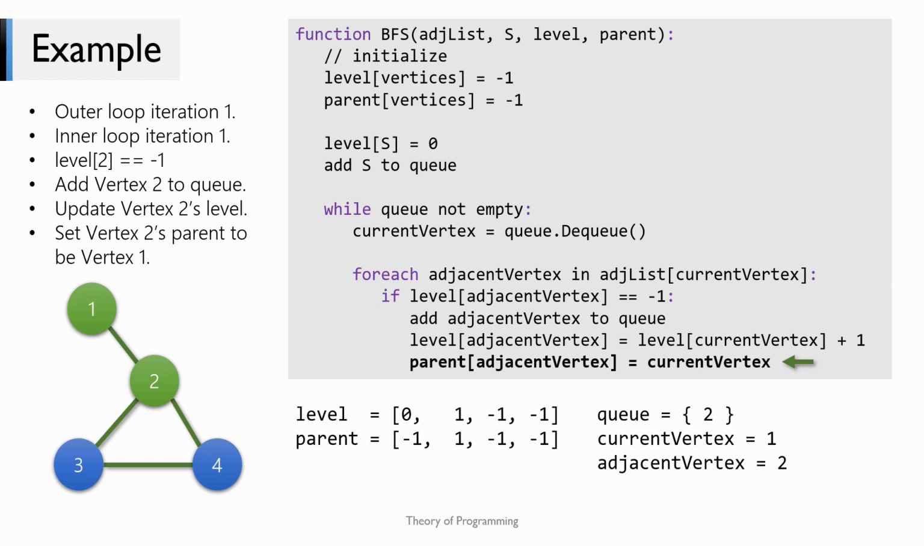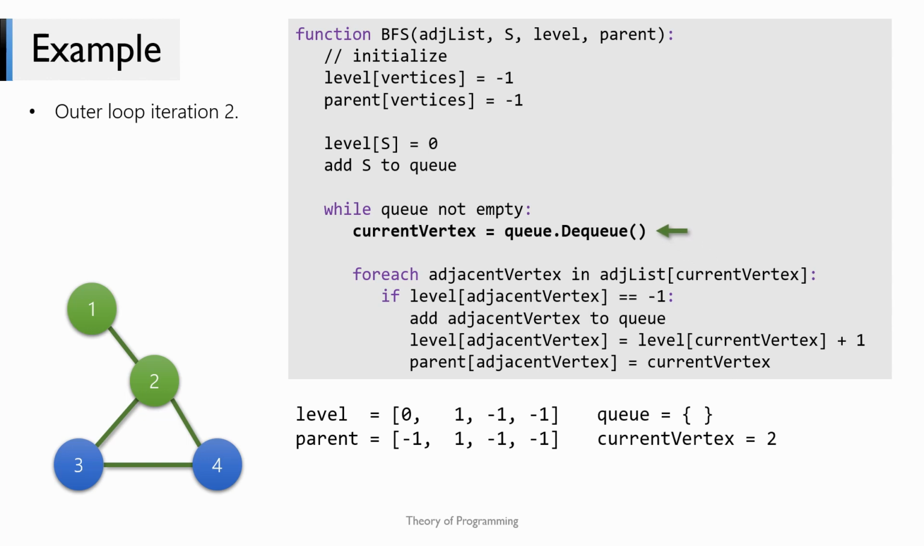So we enter the if block and add vertex 2 to the queue. Now the level of vertex 2 would be whatever the level of vertex 1 is plus 1. So the level of vertex 2 becomes 1. And that makes sense since vertex 2 is one edge away from the start vertex, vertex 1. This is generalized by marking the level of an unvisited adjacent vertex as the level of current vertex plus 1. And as we reach vertex 2 from vertex 1, we will mark its parent as vertex 1. This is generalized by marking the parent of the unvisited adjacent vertex as the current vertex.